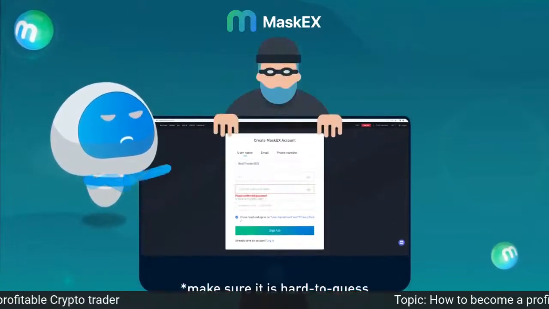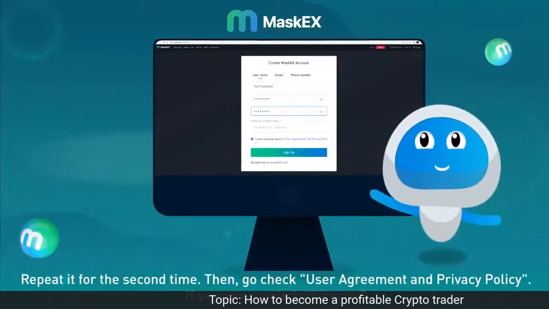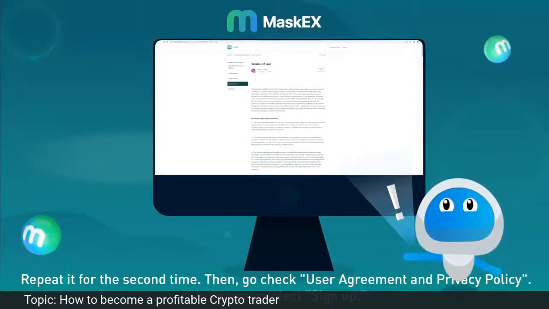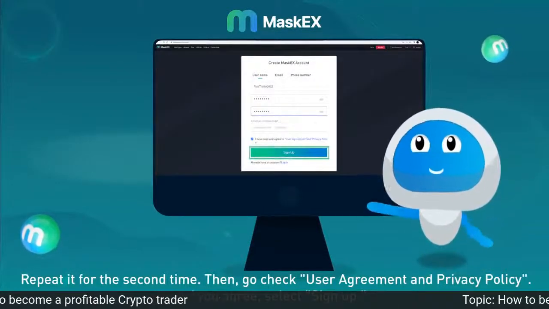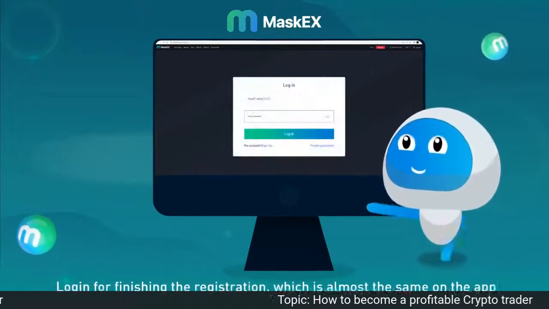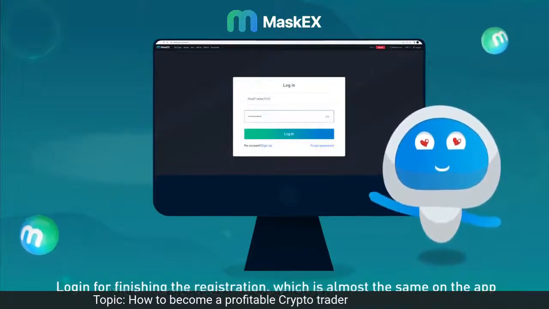Make sure it is hard to guess. Repeat it for the second time. Then go check the user agreement and privacy policy. If you agree, select sign up. Drag the slider to complete the puzzle. Log in to finish the registration, which is almost the same on the app.